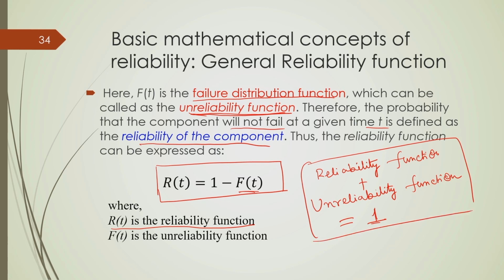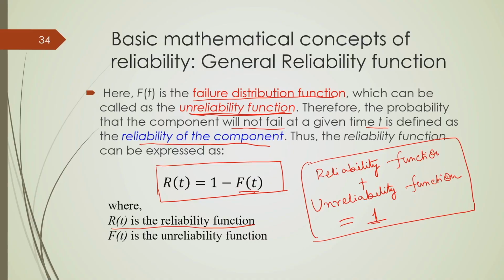So, this gives that reliability is complementary to the unreliability function. Now, since the unreliability function is represented by capital F(t), the reliability function, that is capital R(t), is equal to 1 minus capital F(t), where capital R(t) is representing the reliability function and capital F(t) is representing the unreliability function. Okay. This is a general concept.